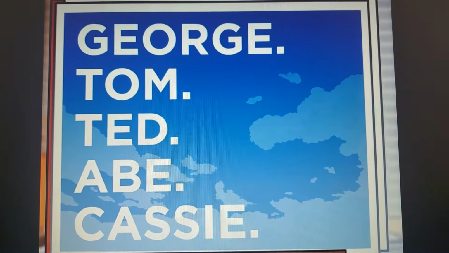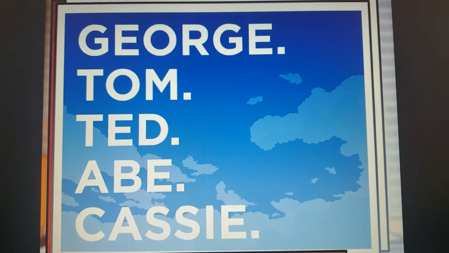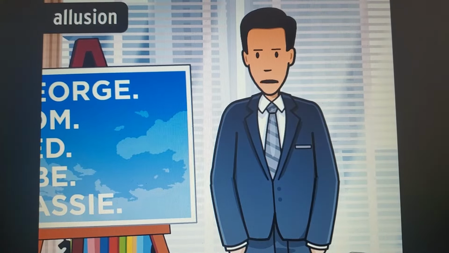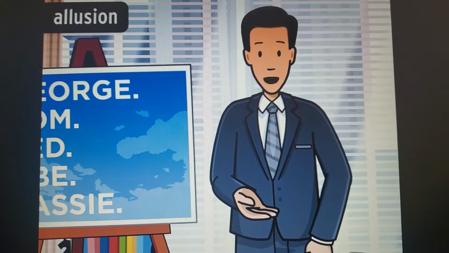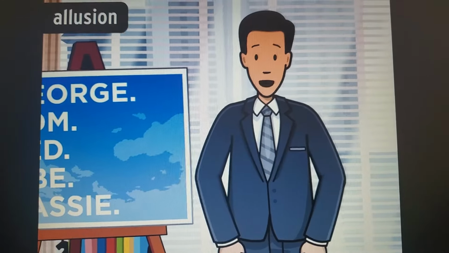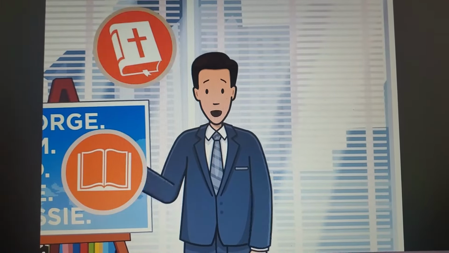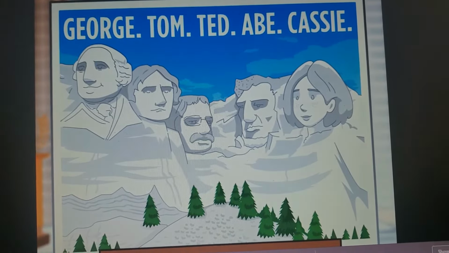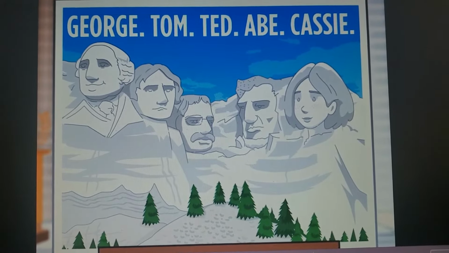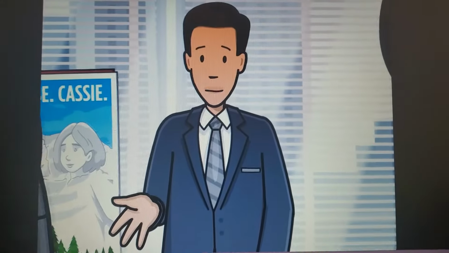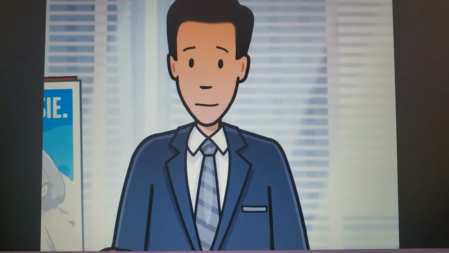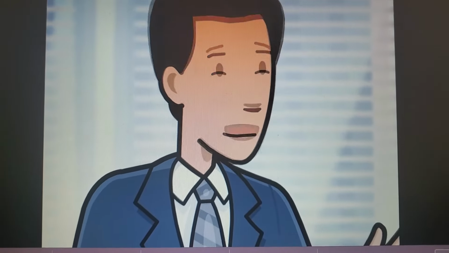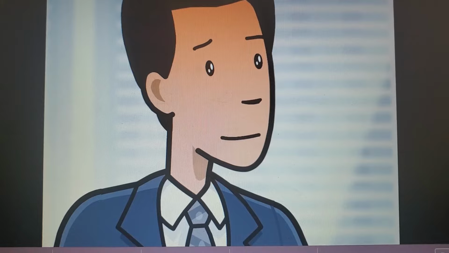George, Tom, Ted, Abe, Cassie. What is that, a class roster? No, it's an allusion to Mount Rushmore. An allusion is a reference to a well-known person, place, or event. A lot of times it's from literature, the Bible, mythology, or in this case, history. Including you with all these presidents implies that you belong among their ranks. It plays on voters' longing for the late, great leaders of this nation. This isn't just a poster. It's a time machine, bringing us back to a place we ache to go again.